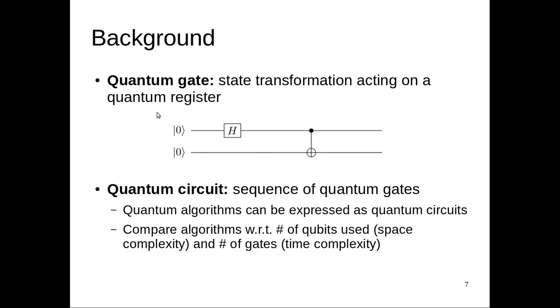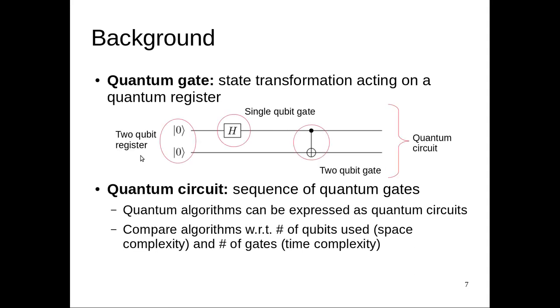This example up here is a quantum circuit that involves a register of 2 qubits. So we can see we have a 2-qubit register. Each of the qubits is initialized in the zero state. The horizontal lines indicate the flow of time. We have a single qubit gate acting on the first qubit here, and a 2-qubit gate over here. This entire thing is a quantum circuit. And in this paper, when we talk about complexity, we are referring to the time complexity, or, roughly speaking, the number of gates used in the quantum algorithm.